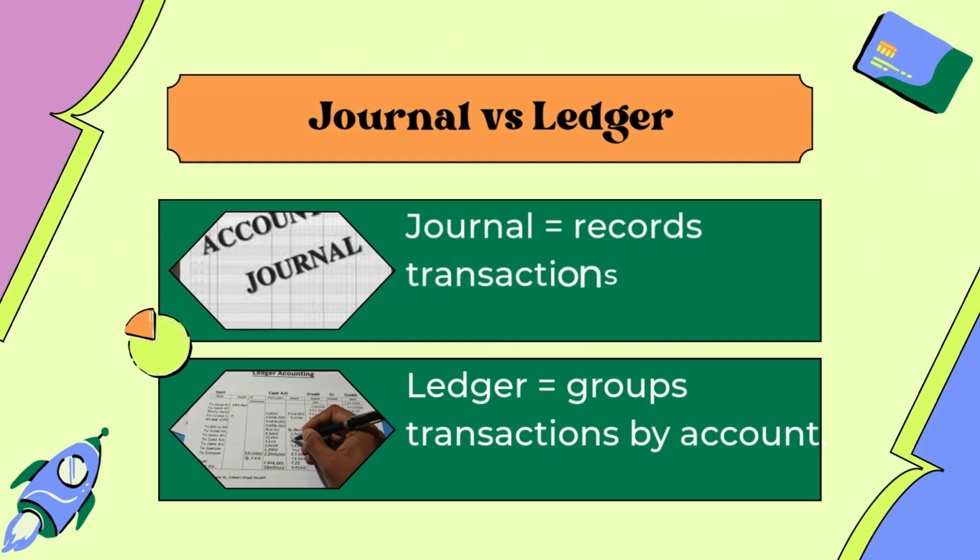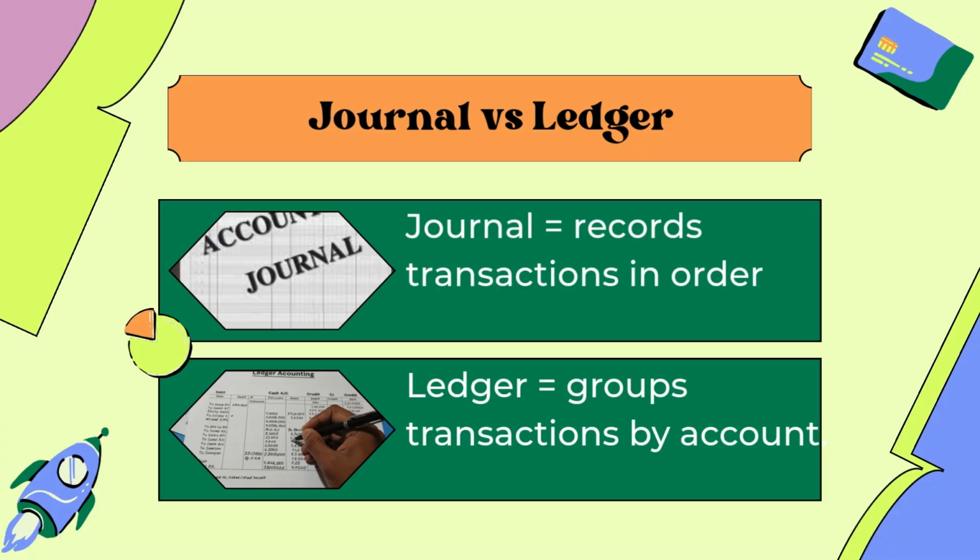Before we finish, here's one important comparison. The journal records transactions in time order. The ledger groups transactions by account. That is the key difference between the journal and the ledger.